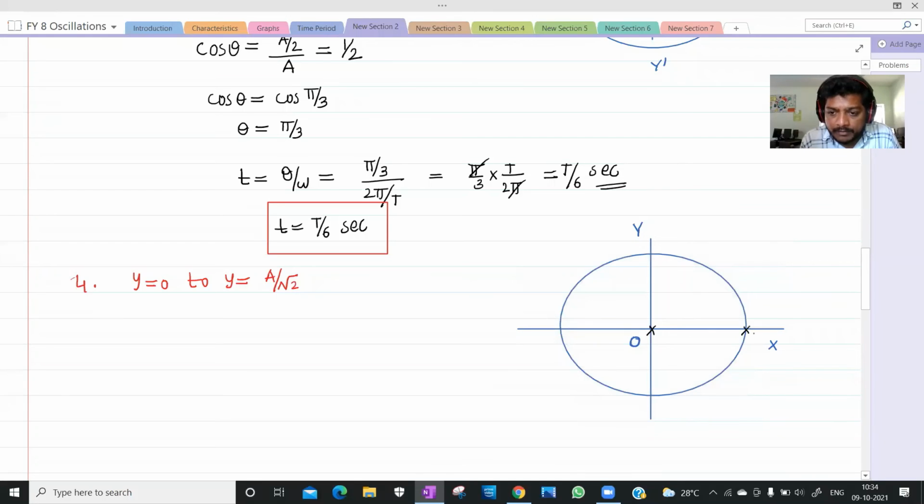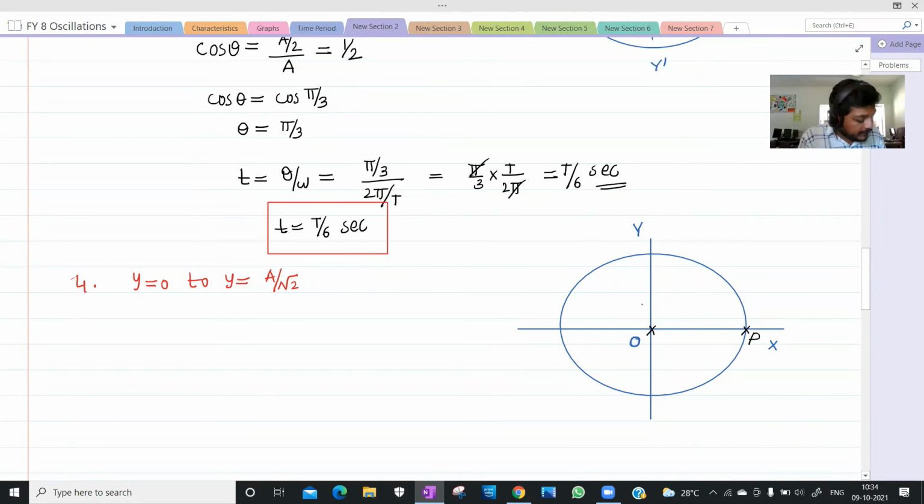For example, I will take this as P initial. Next, y equals a by root 2. What does a by root 2 mean?